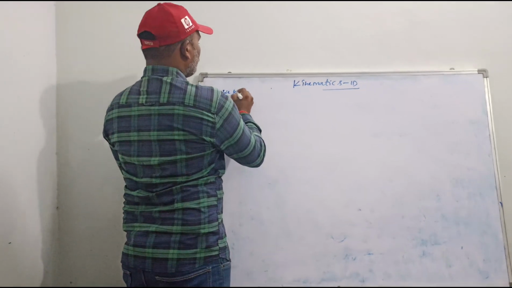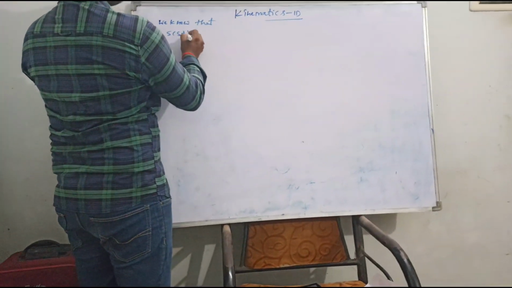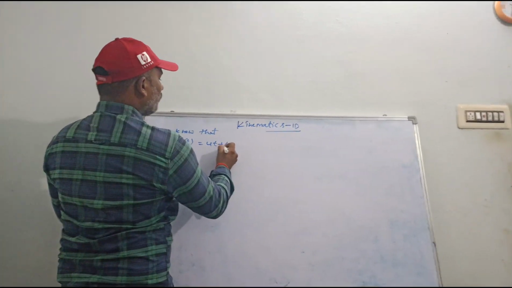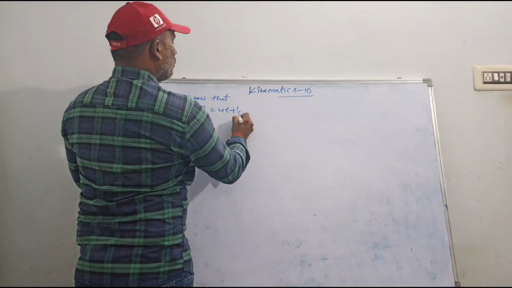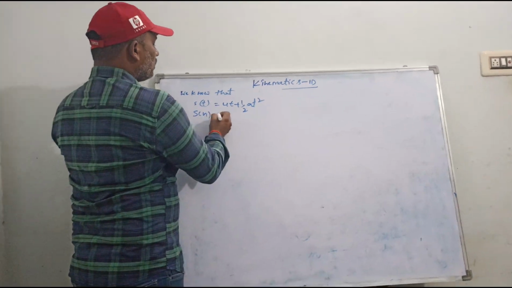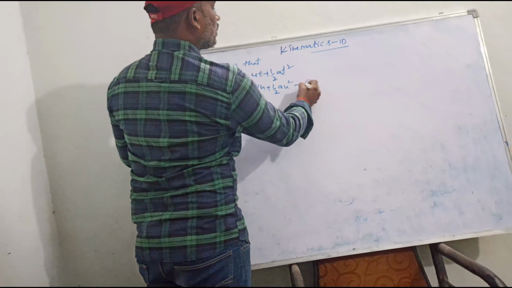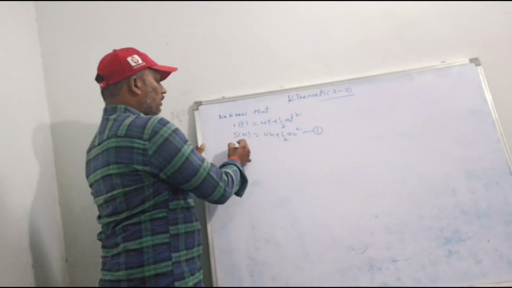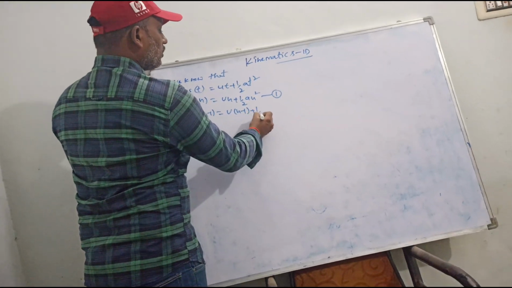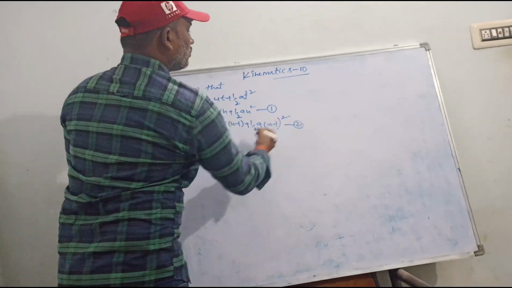We know that S of t is equal to ut plus half at square. So S of n is equal to un plus half into an square. Let us say equation 1. Next, S of n minus 1 is equal to u into n minus 1 plus half into a into n minus 1 whole square. Let us say equation 2.